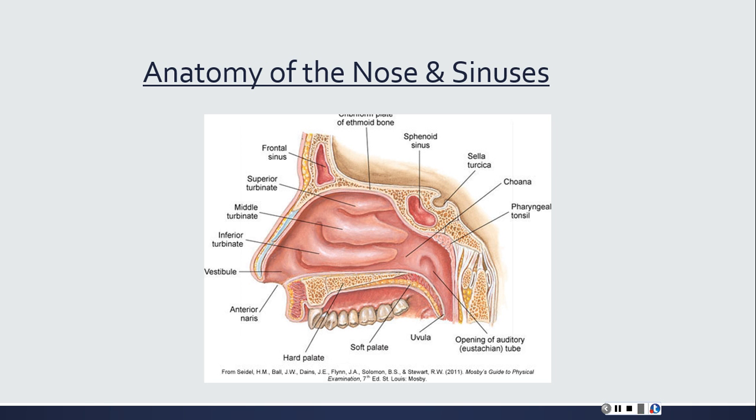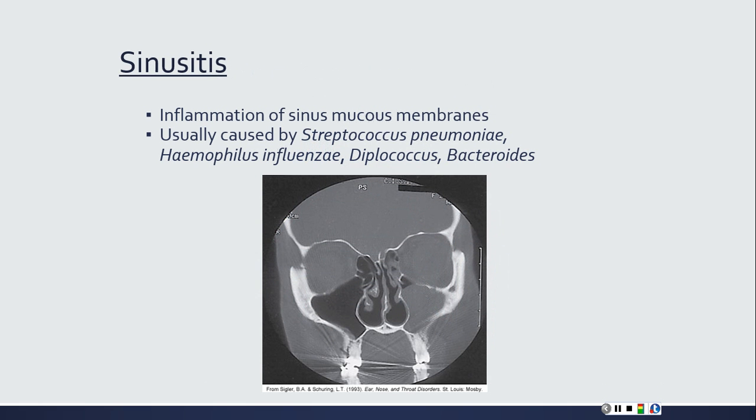Okay. So now, let's get started here first with sinusitis. Sinusitis is an inflammation of the sinus mucous membranes. It's usually caused by strep pneumonia, Haemophilus influenzae, Diplococcus, or bacteriurides. This is just a look at a CT scan that will allow you to see some of the sinus cavities that are affected here.